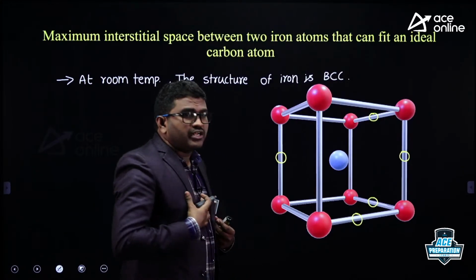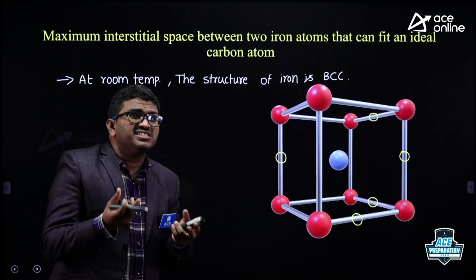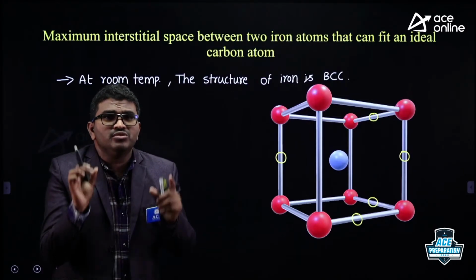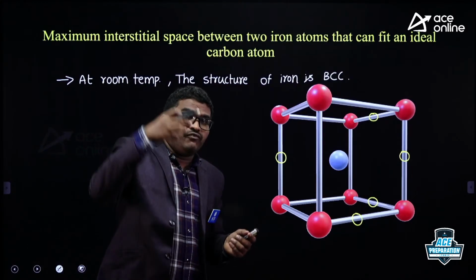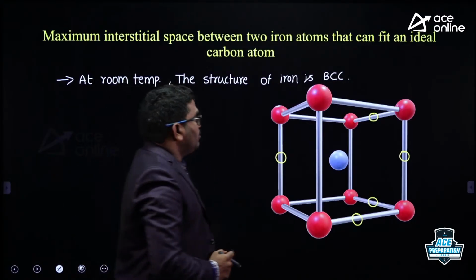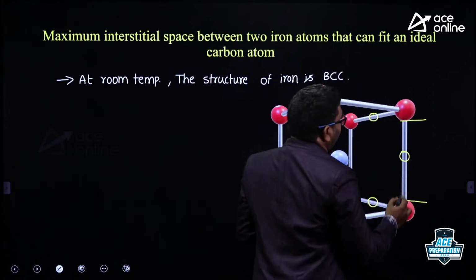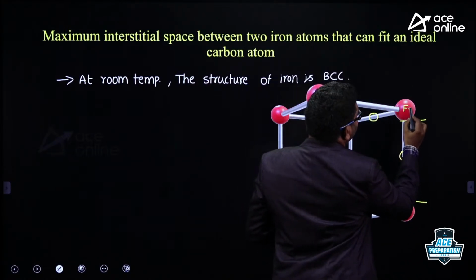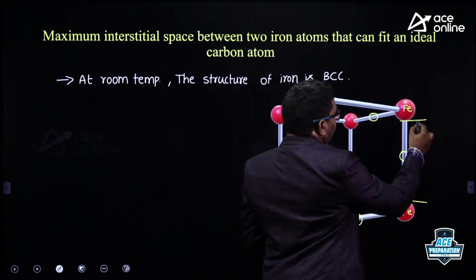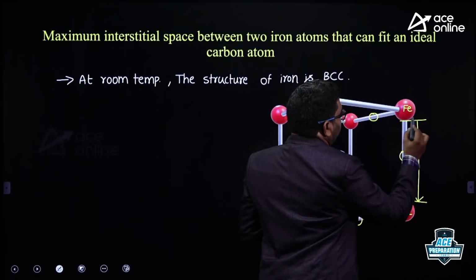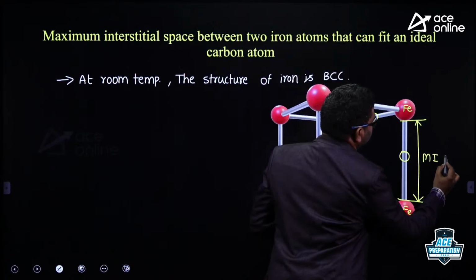Now, my question is, what is the maximum interstitial space? Interstitial space means what? Between the iron atoms, what is the maximum space? That space is useful to fit a carbon atom, right. So, the maximum interstitial space between two iron atoms, listen carefully, this is an iron atom and this is also an iron atom. Between these two, the maximum interstitial space is this one.